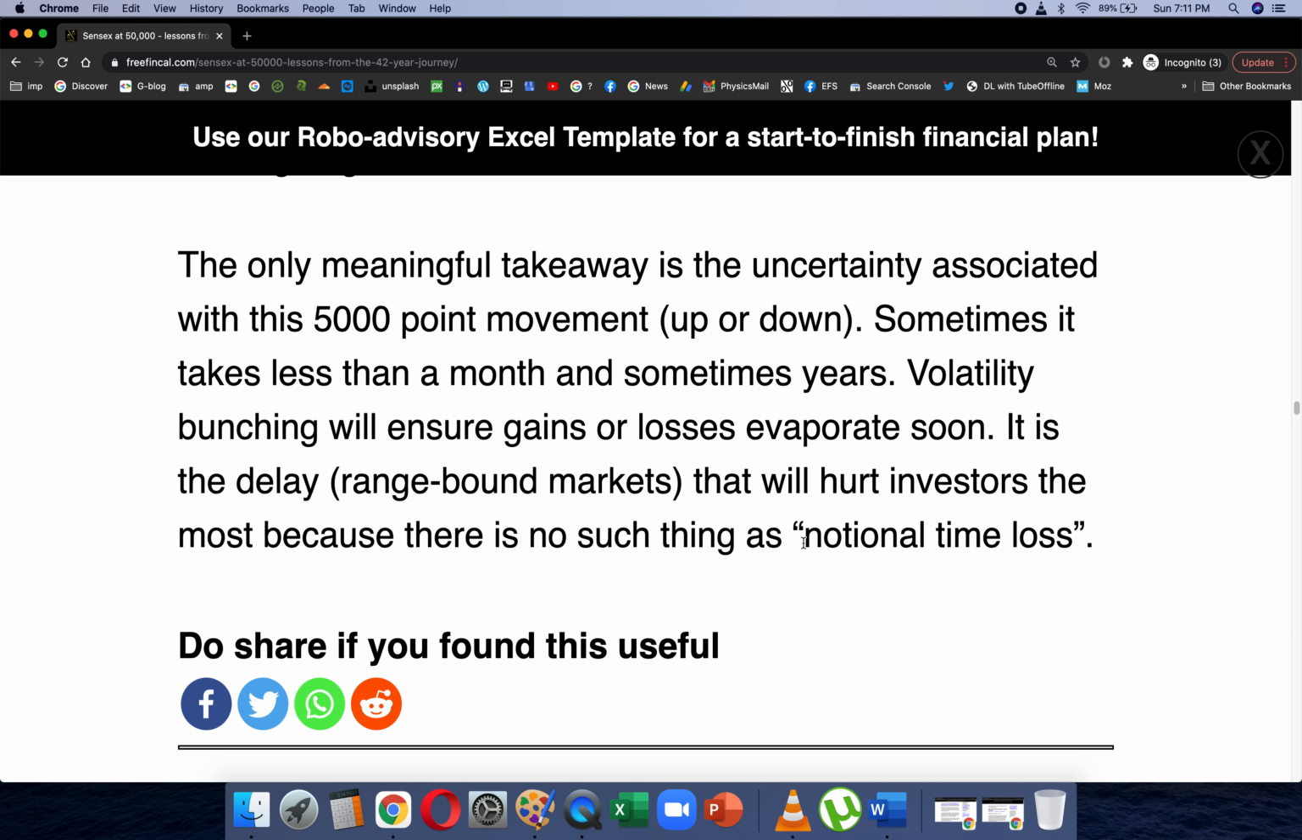Like all of us know, if you lost time, you lost it forever. There's no such thing as a notional time loss. So that is the reason why risk management is very important. Don't listen to all these stories about, oh, Sensex is this, Sensex is that. You have to look at the time associated with those gains and manage the risk in your portfolio.